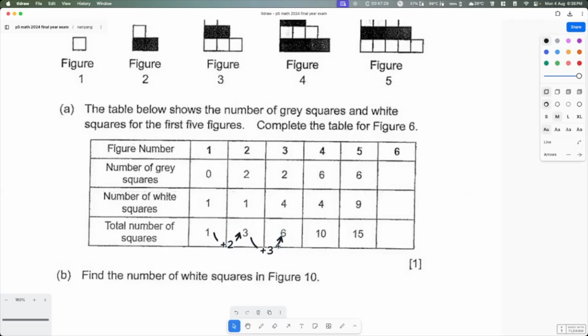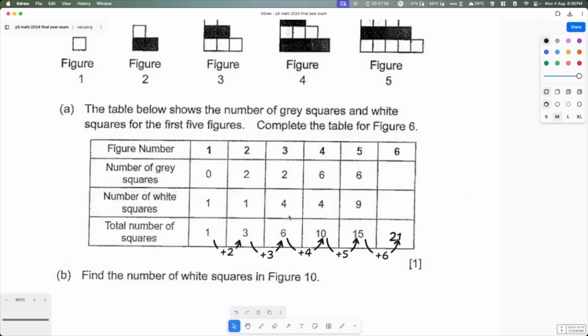So 1 plus 2 gives 3, like this. Then an arrow from 6 to 10, and this is plus 4. Then an arrow from 10 to 15, and this is plus 5. What do you think the next one will be? From 15 to the next, this will be plus 6. So the answer is 15 plus 6, which is 21.